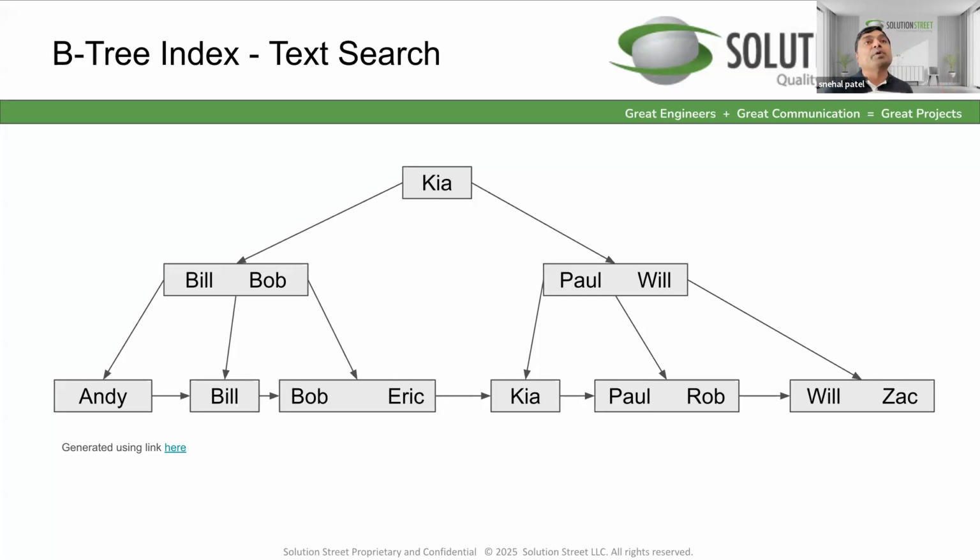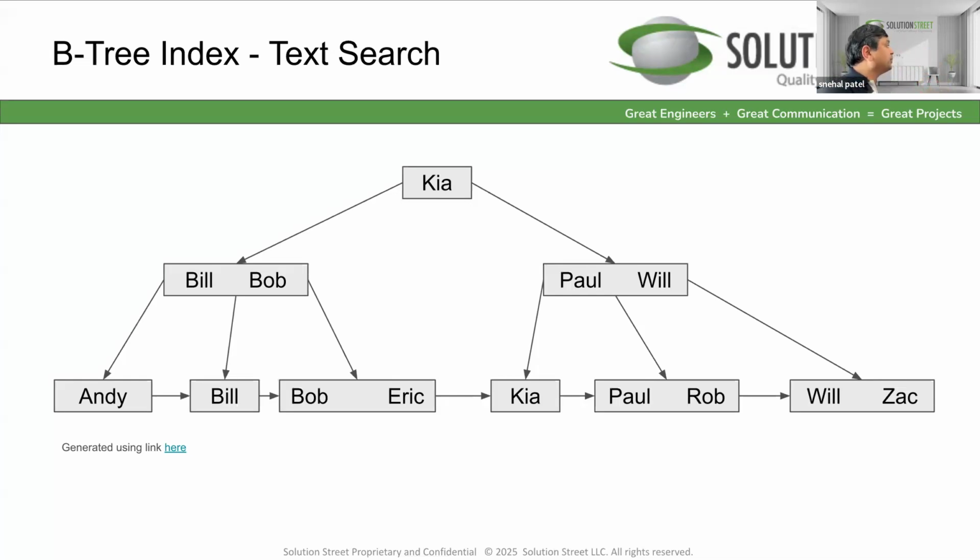Let's take an example for a prefix search. Let's say we want to find all the names that start with B. When we start at the root node, B is less than the word Kia. So we follow the left pointer, which lands on the next level down the tree. We perform a binary search and it points to Bill, and B is still less than Bill. So we follow the left pointer and go to the actual leaf node.